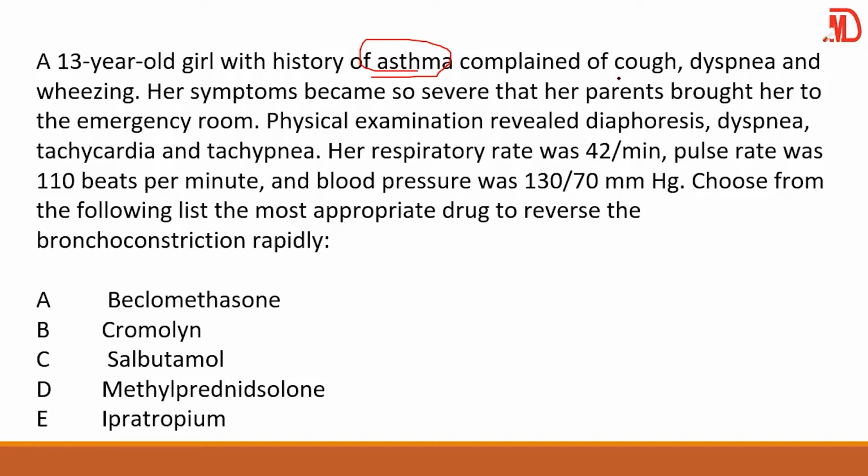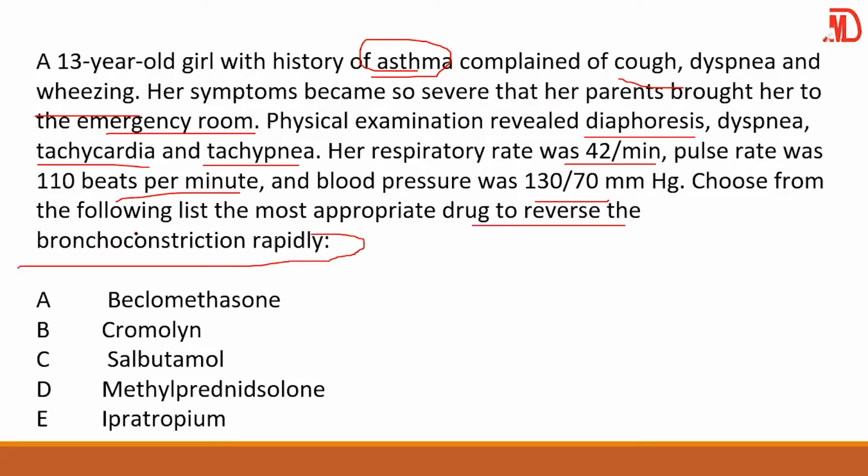She came complaining of a cough, dyspnea, wheezing. Symptoms became so severe that her parents brought her to the emergency room. Examination revealed diaphoresis, dyspnea, tachycardia, tachypnea. Respiratory rate is 42. That shows that this person is really gasping for air. The pulse rate was 110. Blood pressure is 130. Choose from the list the appropriate drug to reverse the bronchoconstriction rapidly.